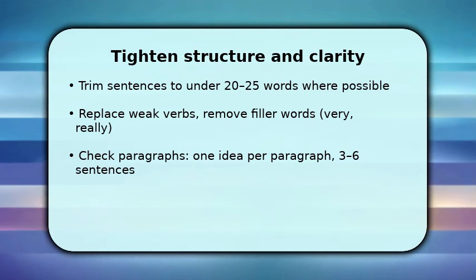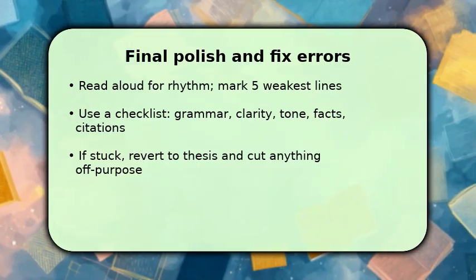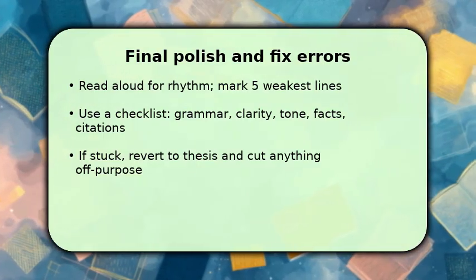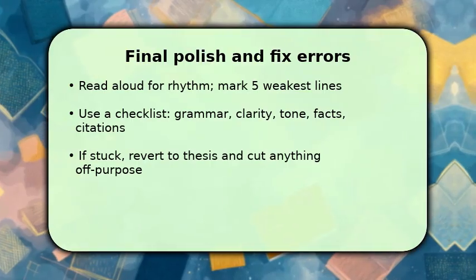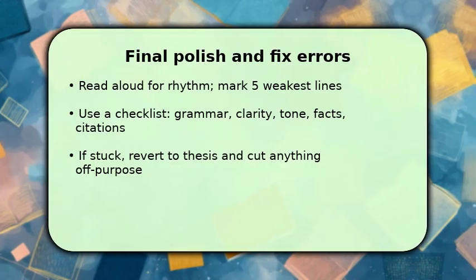You finish by reading the draft aloud to catch rhythm, awkward phrasing, and hidden repetition. Once done, apply a short checklist: grammar, clarity, tone, and fact accuracy, and fix the 5 weakest lines you identified. Make sure to confirm transitions and that each paragraph advances the thesis.